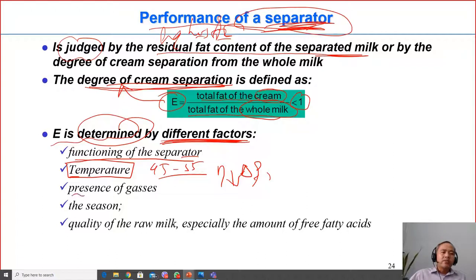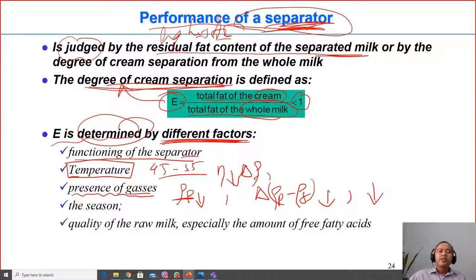The E is also influenced by the presence of gases. If there is quite a lot of gas in milk, then the density of the plasma will be lower because gas is dissolved in plasma. The density of plasma is lower, which means the difference in density of plasma and fat will be lower. Okay, and then the separation will be worse. So if there are gases in the milk, the separation will not be so good.